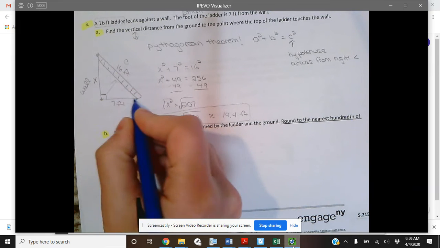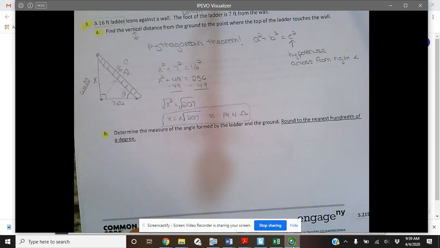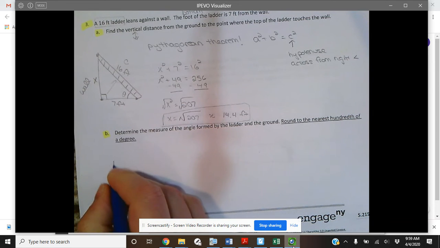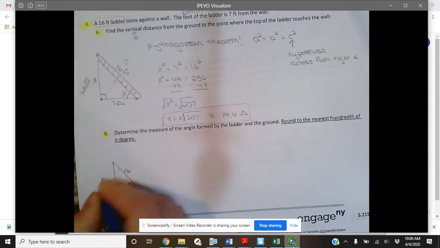The ladder, ground is right here. So we want that angle of elevation. So I'm going to redraw that triangle quickly. Not with the same artistic ability as that one though. And now I had 16 here, 7 here, and I just found that was square root of 207.